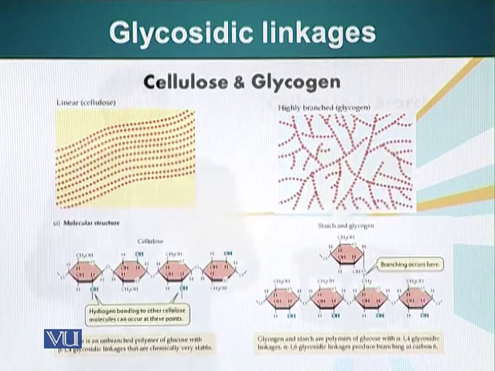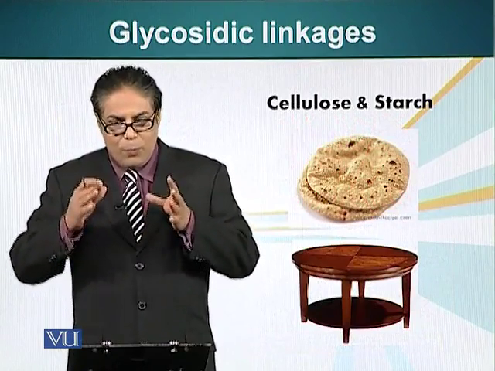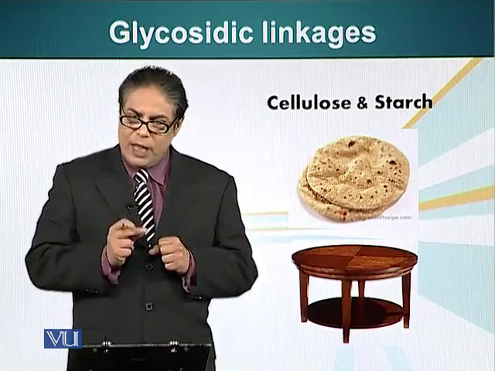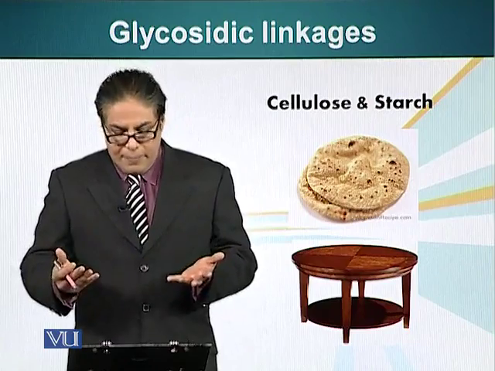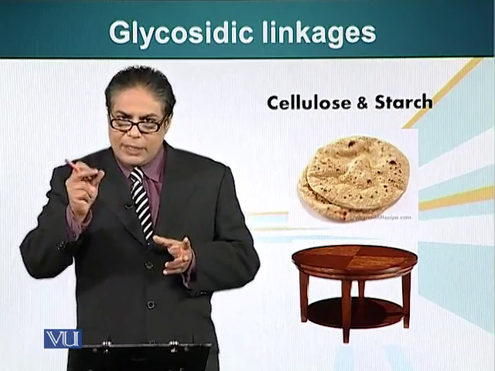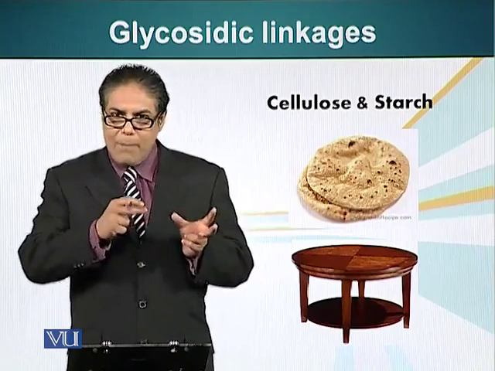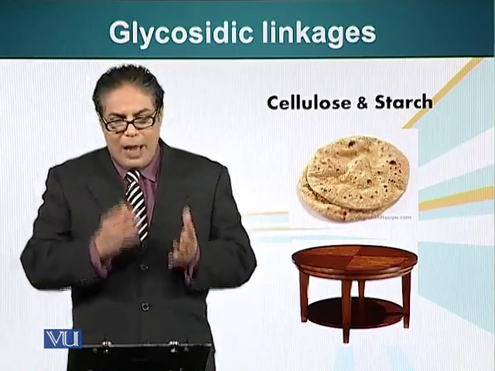Now let's look at the graphic difference. Next time when you see wood, you will realize that wood is made up of the same material, the same subunits, as the roti you eat for lunch or dinner. The only difference is the type of bond between the two monomers. In wood, it is beta 1,4. In roti, it is alpha 1,4.